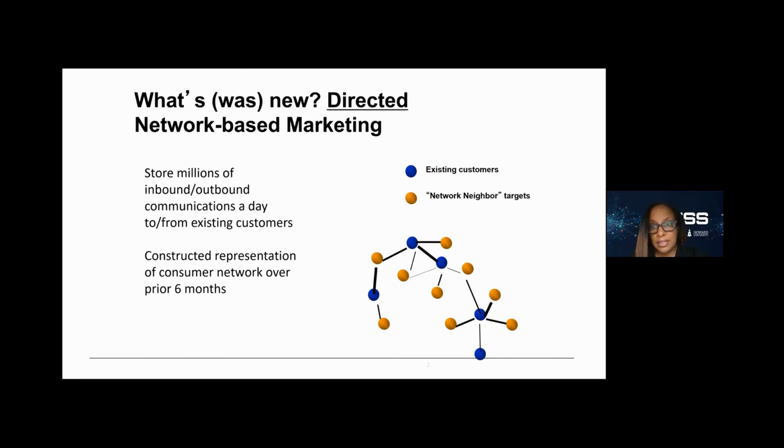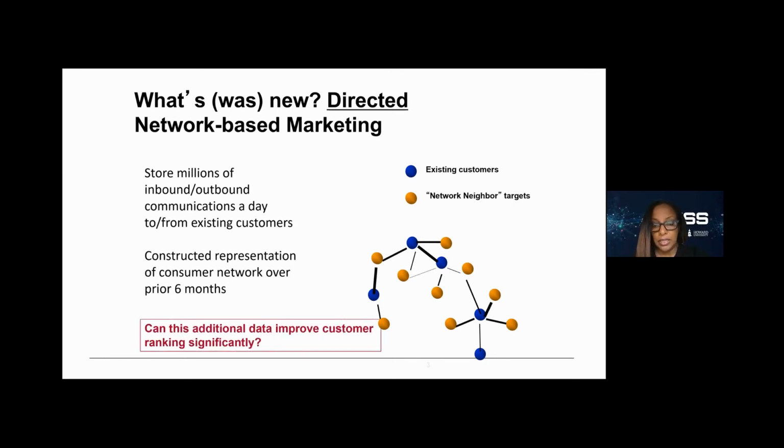So we called these people that were connected to existing customers through phone calls network neighbors. And we asked, could this information, the fact that we knew that these network neighbors were connected to people who already had this particular phone service, help us in predicting whether they would be more likely or not to buy the service themselves?